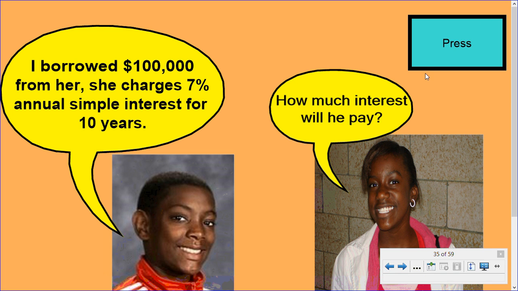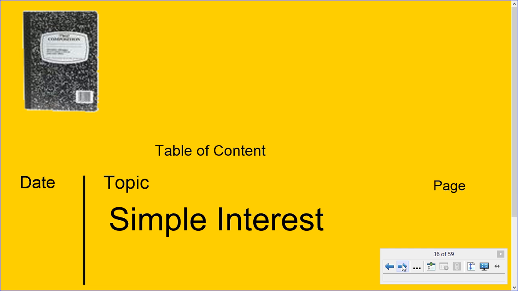This is Dr. Robinson, and today Teddy borrowed $100,000 from Miss Yeboah. She charges him 7% annual simple interest for 10 years. Miss Yeboah wants to know how much interest Teddy will have to pay. So we're going to talk today about simple interest.